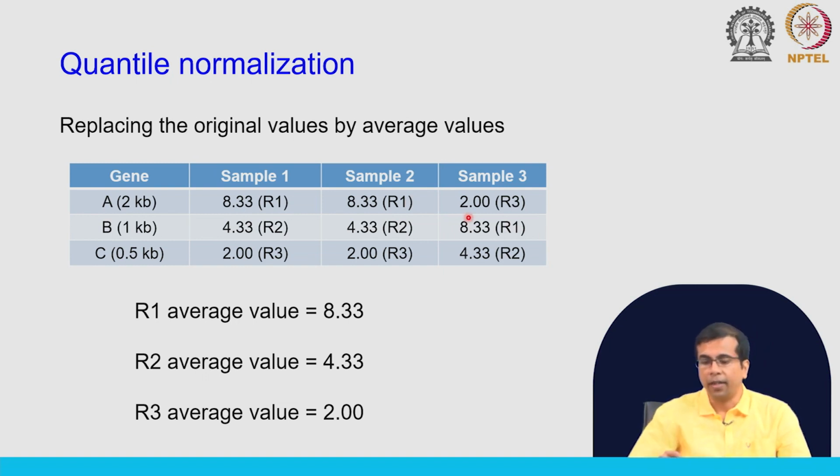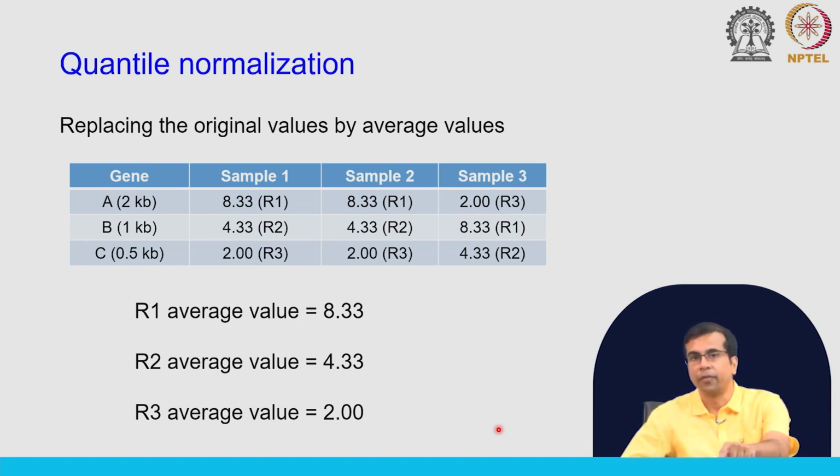Now, what you see at the end of this normalization, the distributions are identical, right. You see this, right. For sample 1 you have 3 values 8.33, 4.33, 2. For sample 2 you have 8.33, 4.33, 2. For sample 3 you have 2, 8.33, 4.33, right. The values are identical, but the genes may show difference in expression, right. That is what you see in this very small example.